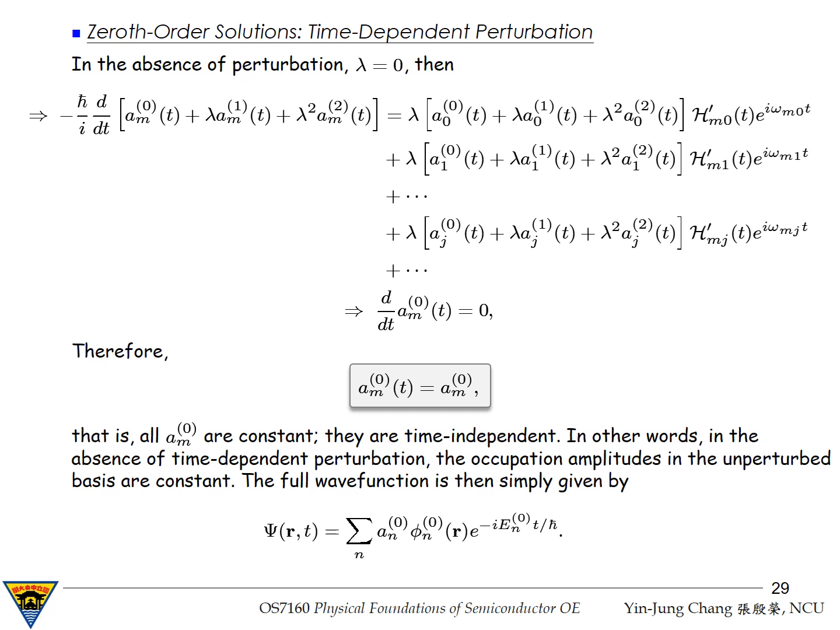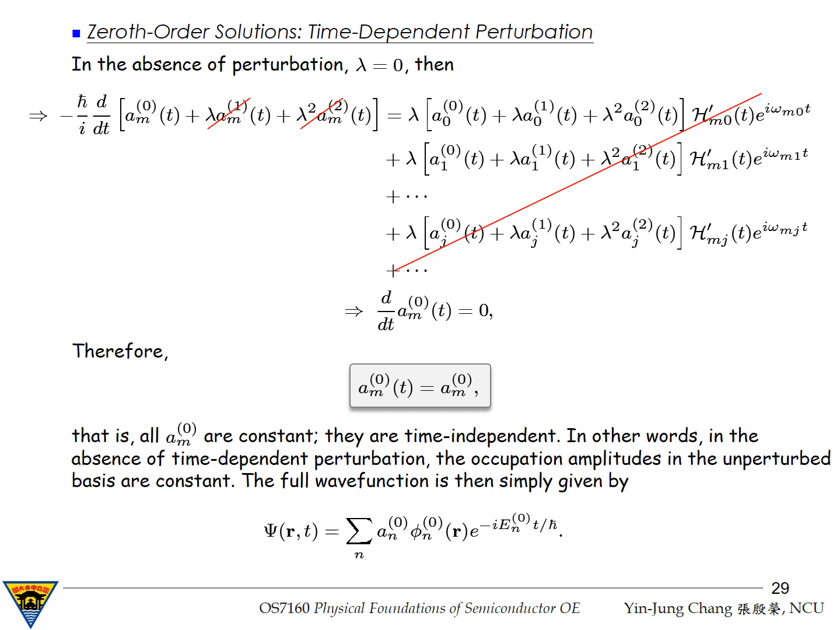In the absence of perturbation, lambda equals 0, then apparently these terms are gone. So we find that the time derivative of the zeroth order amplitude is 0. This means that every zeroth order amplitude is constant in time. This result is exactly what we should expect physically. In the absence of the time-dependent perturbation, the amplitudes of the unperturbed stationary states should remain constant. Only the phase evolution is already included in the exponential phase factors, as shown.